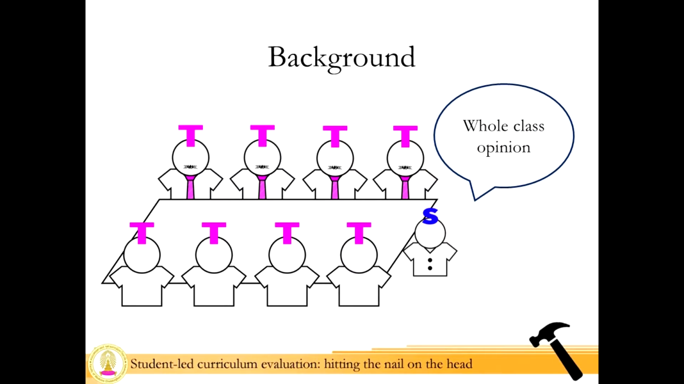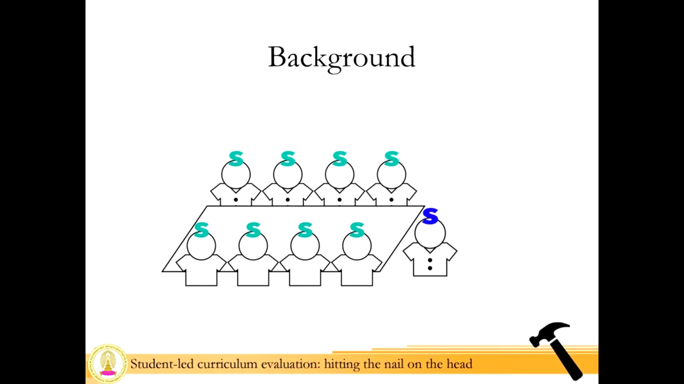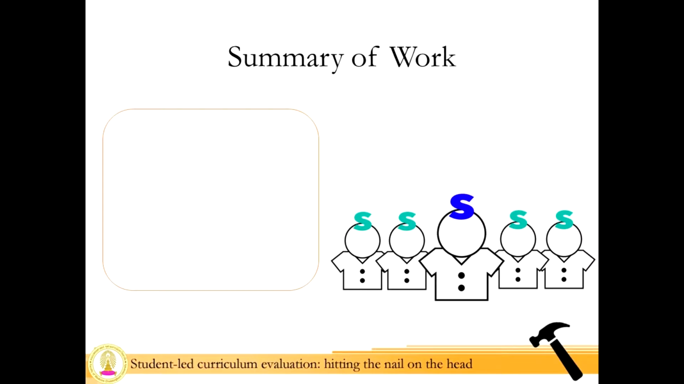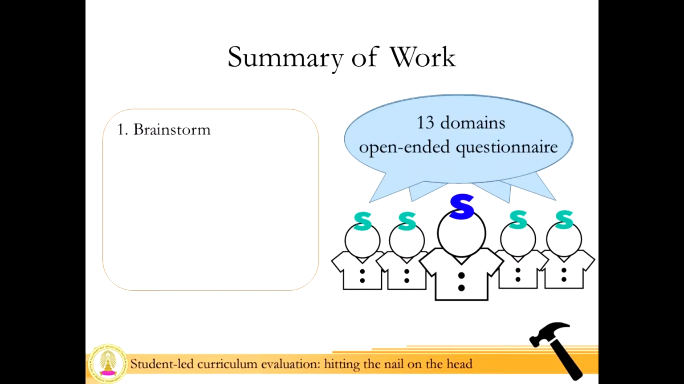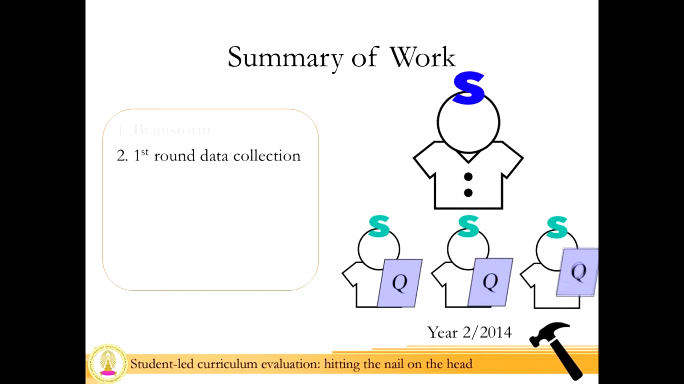To perform our duty at the greatest potential, each representative formed a small working group in his or her own class. All of these working groups were then trained in basic educational research methodology so that the data collecting process would be appropriate. Our project's procedures had 6 steps. First, the working group brainstormed without teachers' authority for the domain of the questionnaire. This resulted in 13 domains. Second, the 13-domain open-ended questionnaires were distributed to all 300 second-year students.